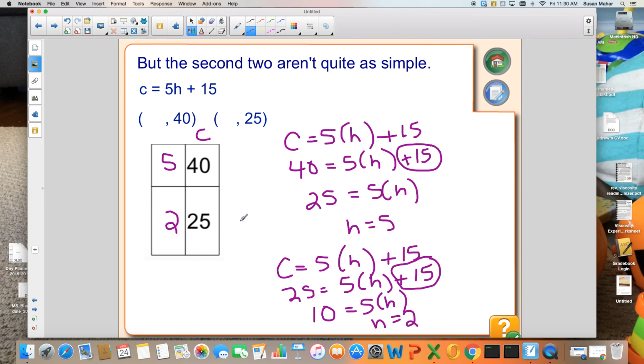All right, now I'm going to give you some practice on this. We just need to really be really good at finding the missing ordered pair.